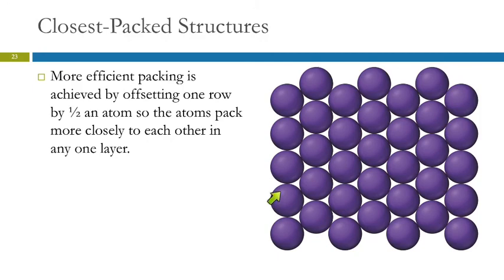A more efficient packing, and this is what marbles will naturally do if you force them into the corner, is they'll pack like this, where this row nestles into that little space created by the next row. And so you can get a lot more spheres in the same area using this pattern. So this row is offset 1/2 of an atom from that row. Does that make sense? And so you can get them a lot closer that way.